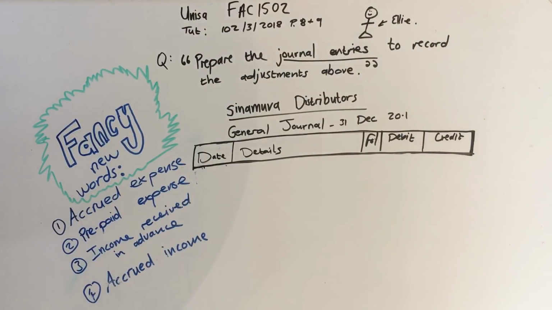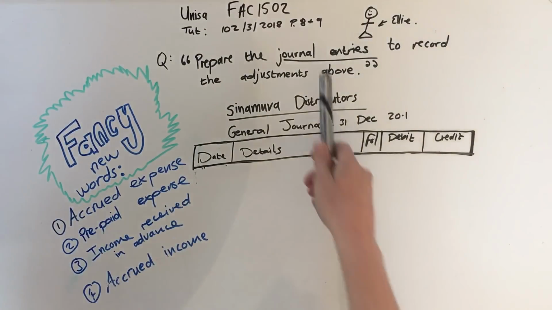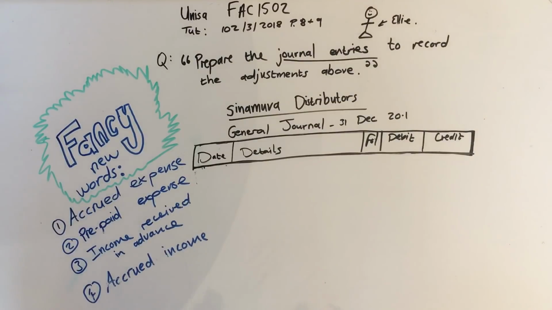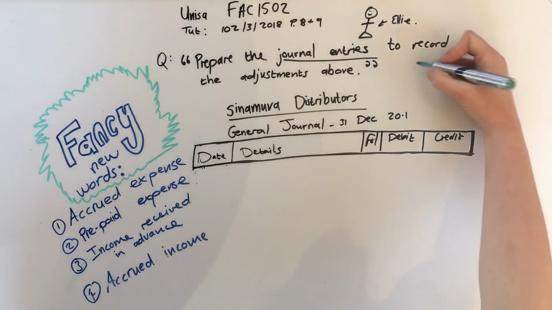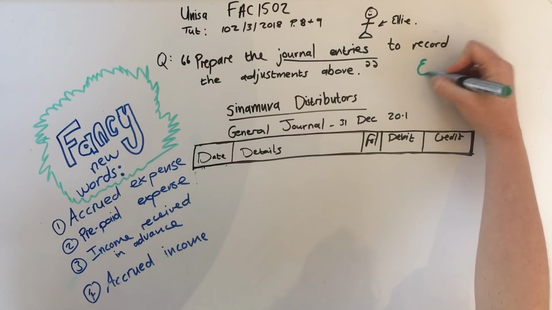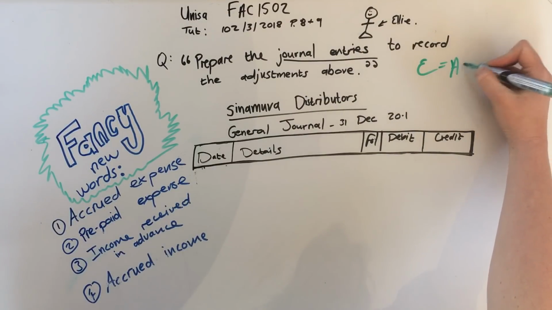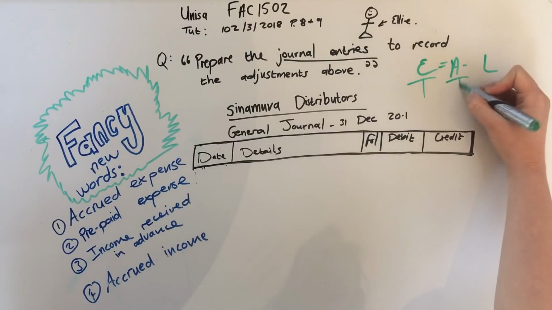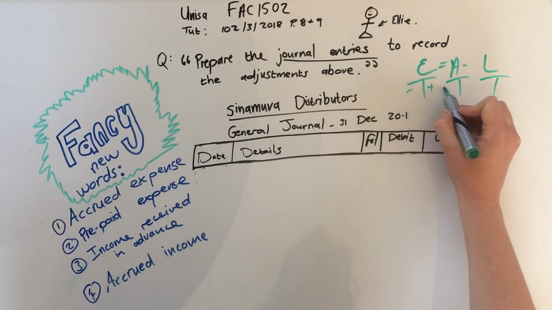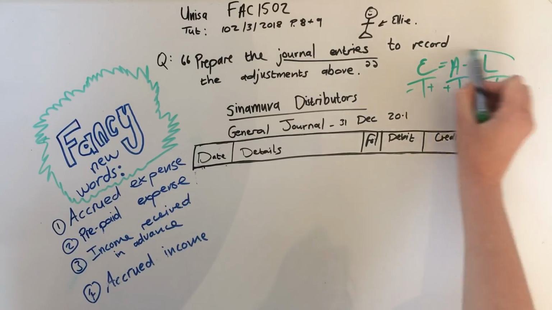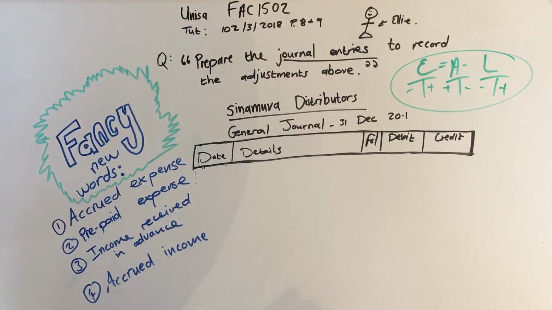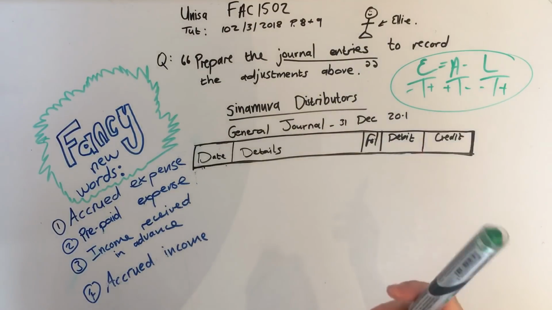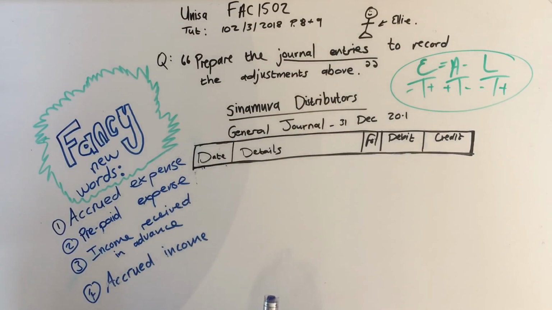Hello guys, I am back and finally ready to do journal entries, and we are going to start where we always start with equity equals assets minus liabilities, minus plus plus minus minus plus. Write that for every question. It just makes life so much easier, and if you don't know what that means, go check out one of the older videos.